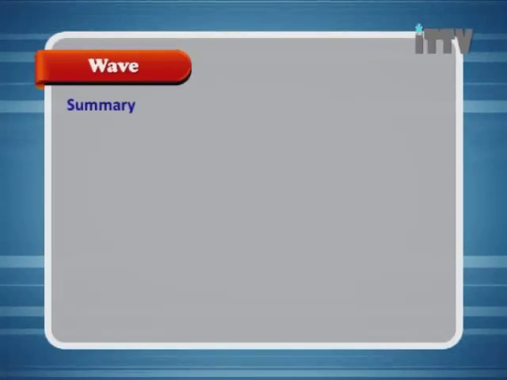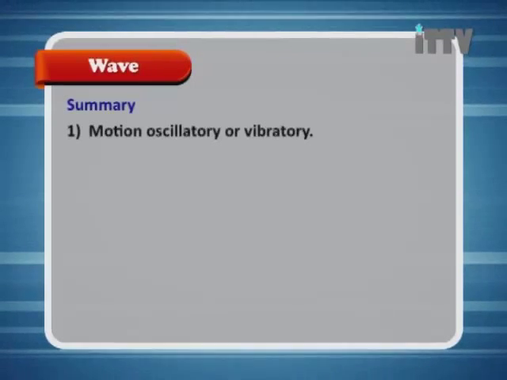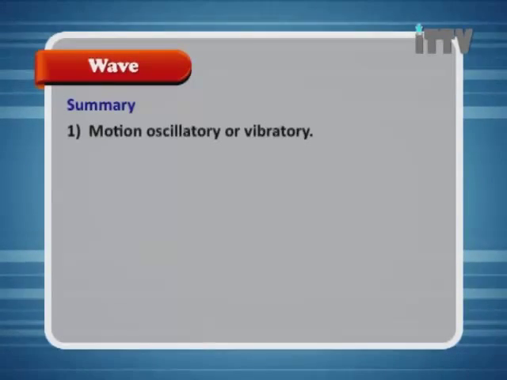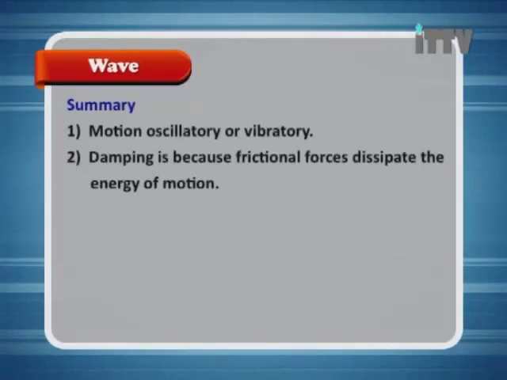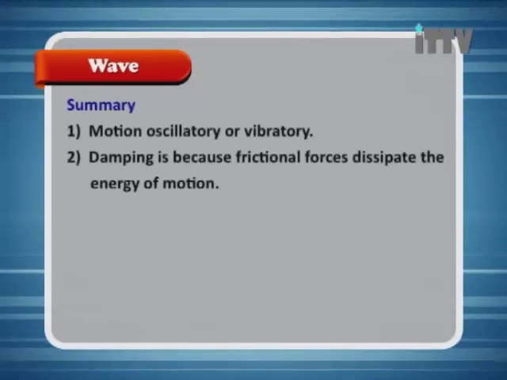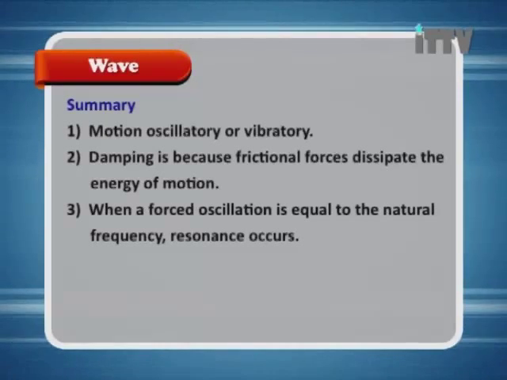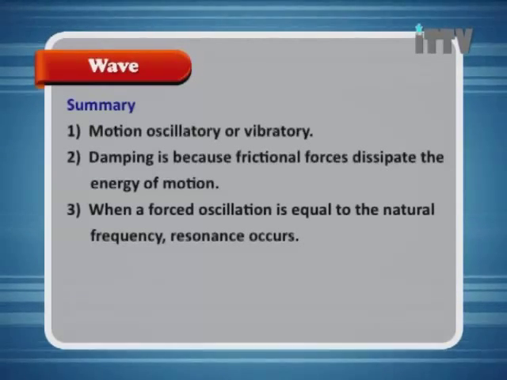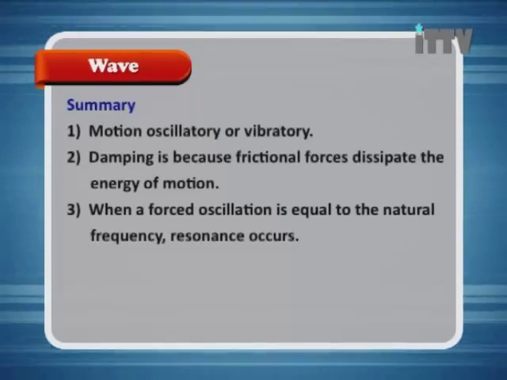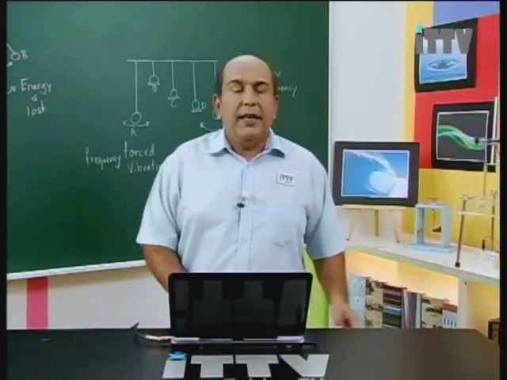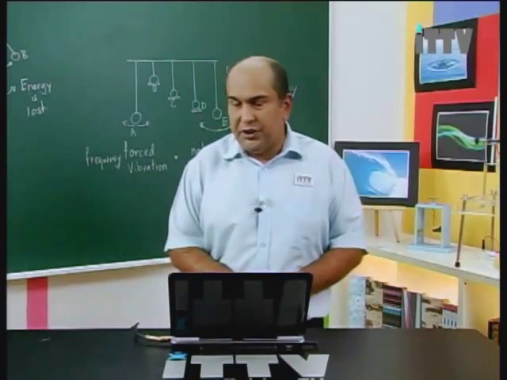Summary. Motion can be oscillatory or vibratory. Damping is because frictional forces dissipate the energy of motion. When a forced oscillation is equal to the natural frequency, resonance occurs. And then you need to know the applications.